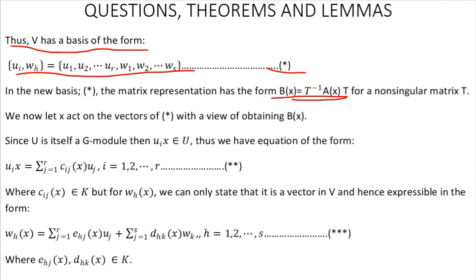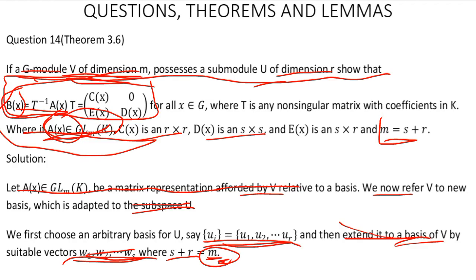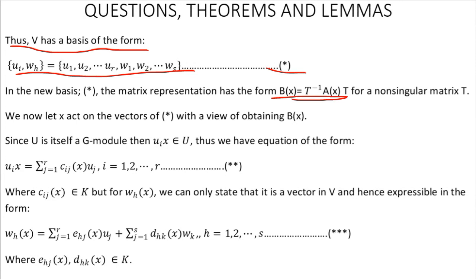Well, if you notice how the matrix looks, there's X in our matrix there, right? So we let X act on our basis, the vectors of asterisk. So these are vectors, the basis, and we let X act on them. I have typed it here. Since U itself is a G-module, when X acts on it, that's for the U_i. For the W_j, it will just have W with the X at the side.